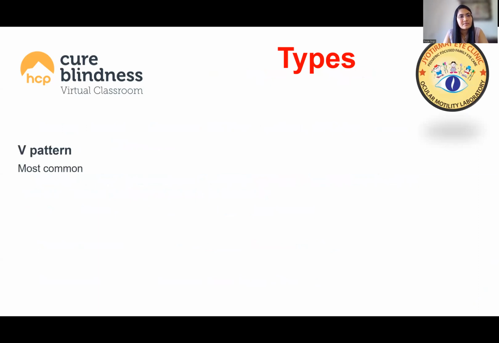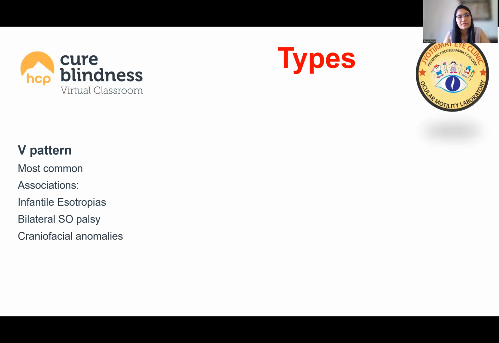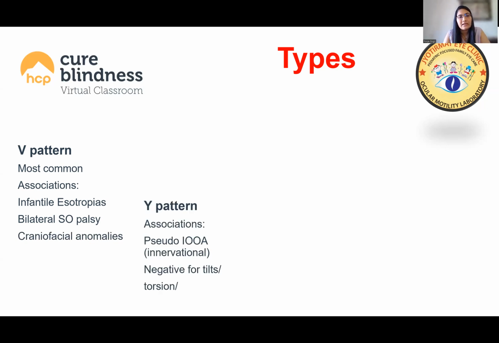V pattern strabismus is the most common strabismus and it's often associated in cases with infantile esotropias, also with bilateral superior oblique palsies. So superior oblique palsies will cause inferior oblique overaction or over elevation in adduction, and also craniofacial anomalies which cause the pulleys to be altered. A modification or a type of the V pattern is again Y pattern.